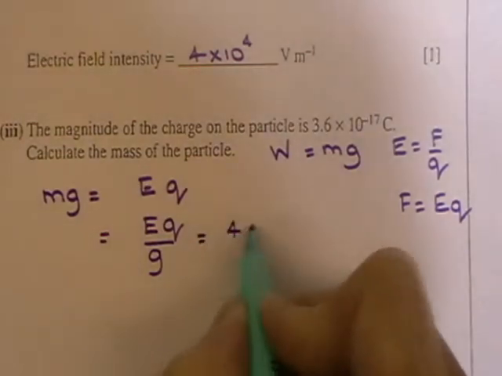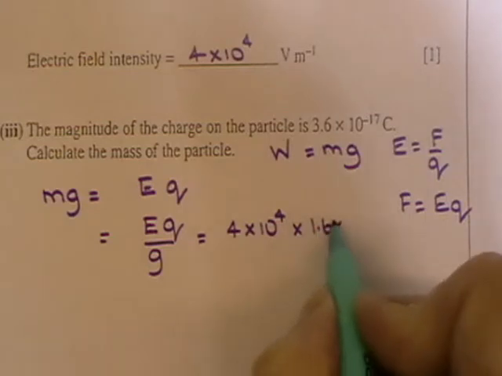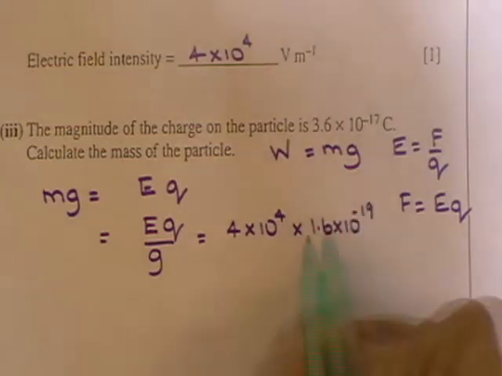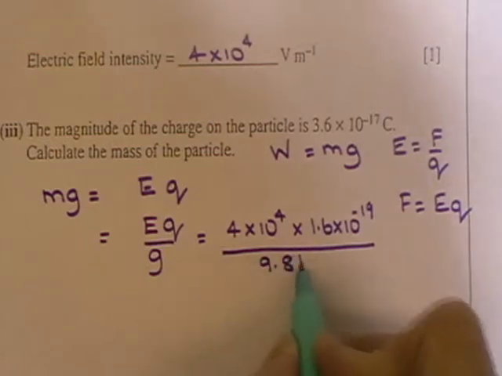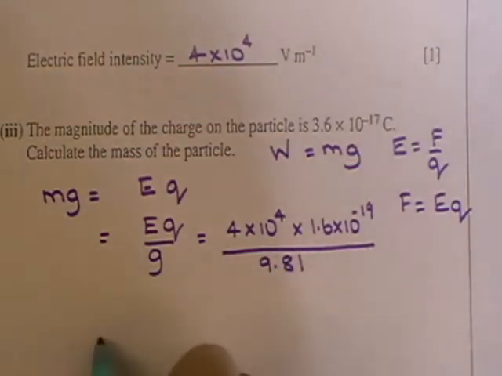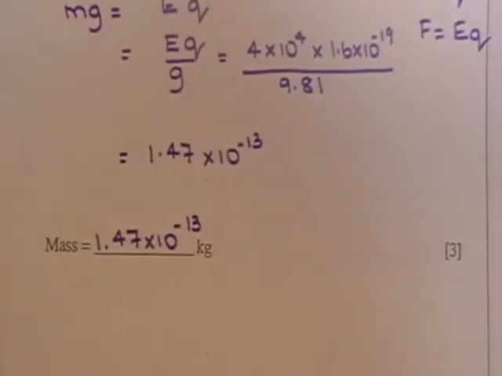And so when we put those numbers in, it's 4 by 10 to the 4 times 1.6 by 10 to the minus 19, and that's all divided by 9.81. And the answer comes out to 3 significant figures, 1.47 by 10 to the minus 13 kilograms. And that's your answer.